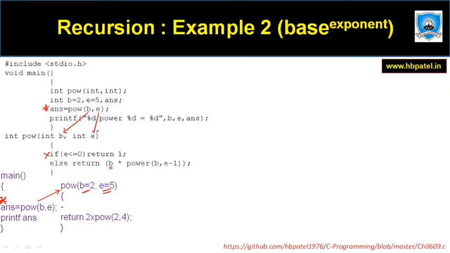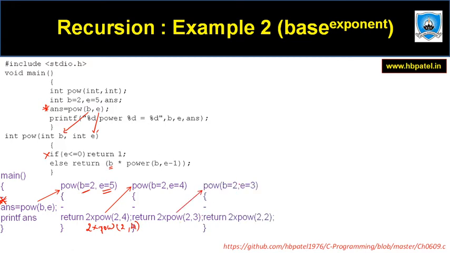Now b is 2, so 2 into power 2 raised to e minus 1. E was 5, so e minus 1 is 4. So 2 into power 2 raised to 4. So again now it will go to here. So b equal to 2, e raised to 4. So return 2 into power 2 raised to 3. So again it will go to here. So it will return 2 into power 2 raised to 2, because this thing is getting decremented, if you carefully look at this.